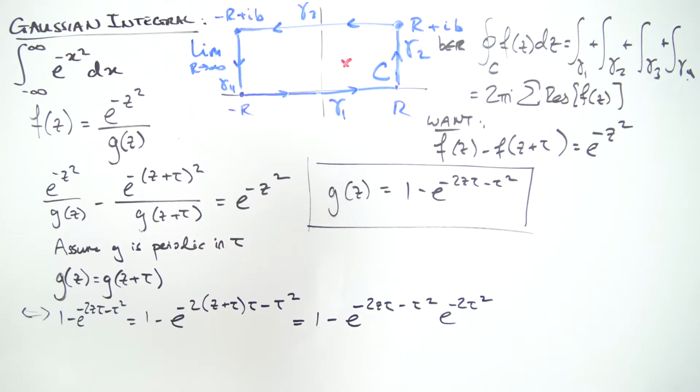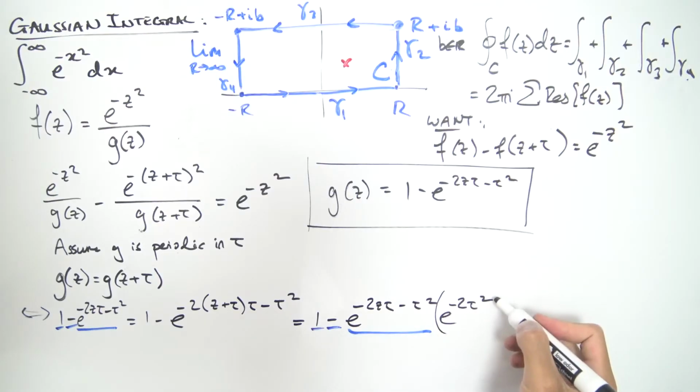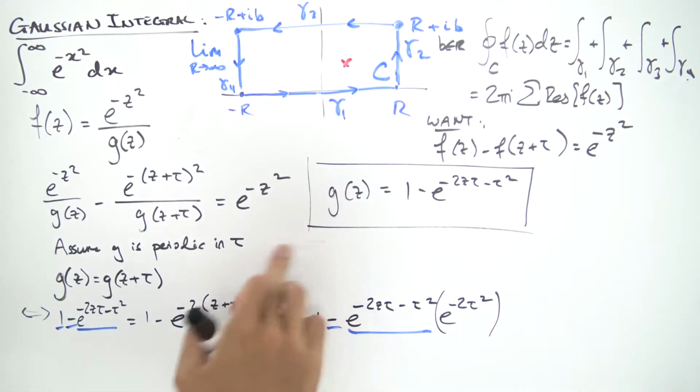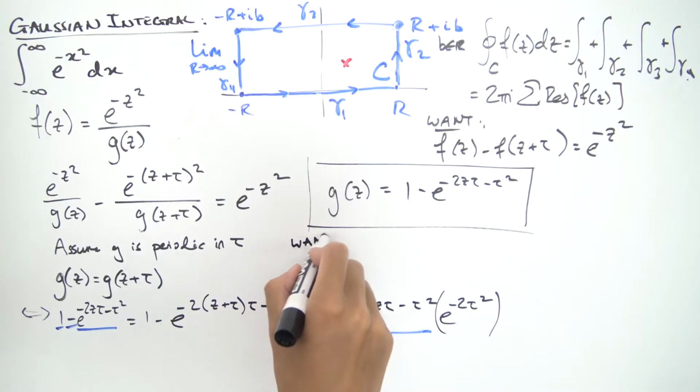And notice one thing, we have 1 over here, we have a minus over here, we have e to the minus 2z tau minus tau squared, which is exactly what we have over here. And on the right hand side, all that's really added is this extra factor of e to the minus 2 tau squared. And in order for the left hand side to be equal to the right hand side, we require that this extra factor is equal to 1, because anything else, and well, g is no longer periodic in tau.